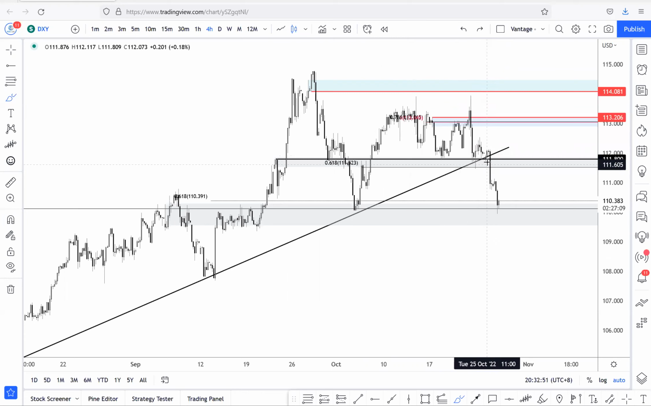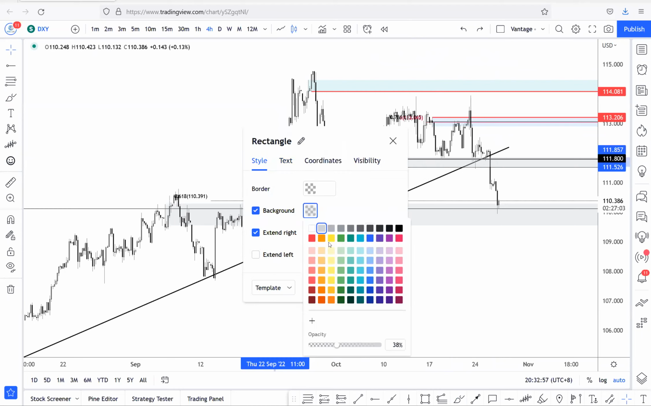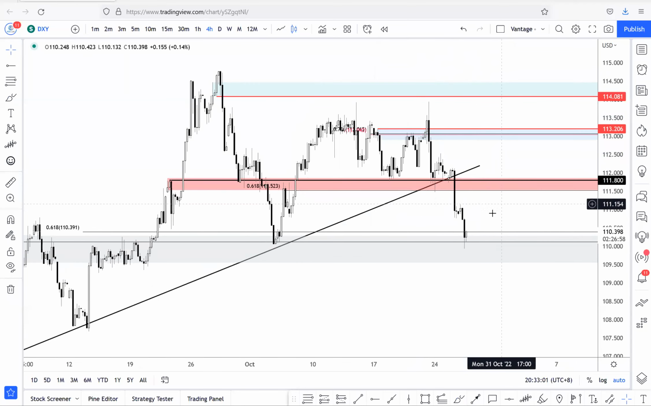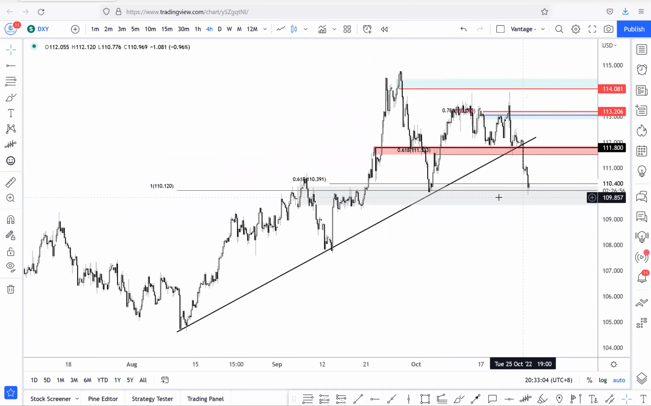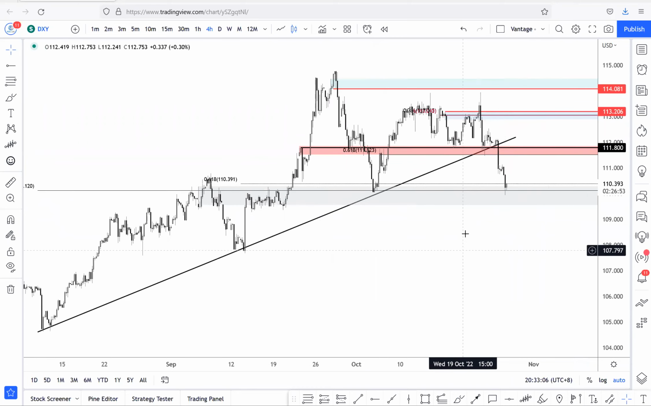So it respected the support area and then failed. What it shows us over here is that this area itself is a support turned resistance area. I'll put it in red so that we're able to see it clearer. You can see this region over here became a support turned resistance area.